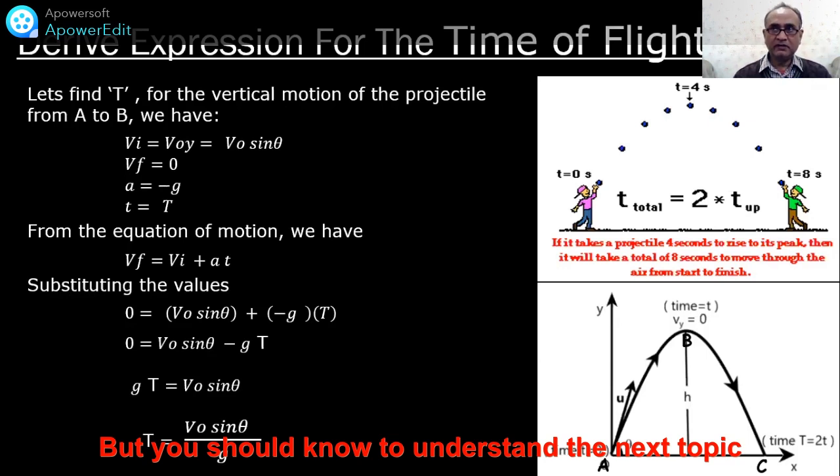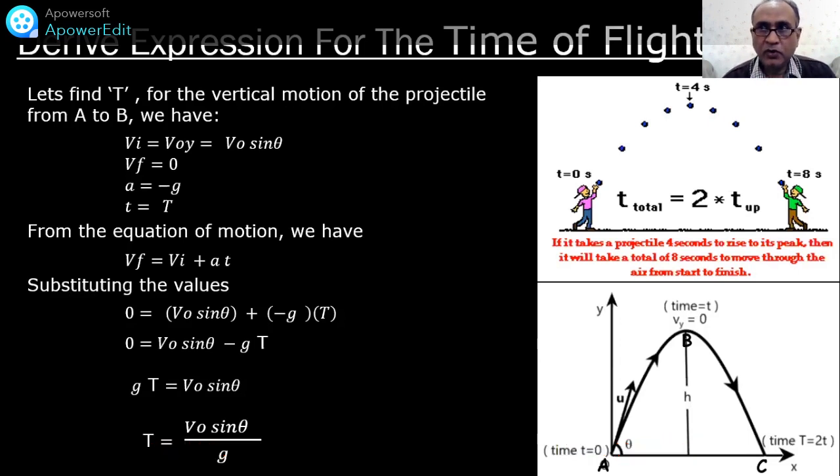So we have an equation to find the time required by the projectile from point A to point B. And if we want to find the total time, just double this value. It's multiplied by 2. It will give you the total time.